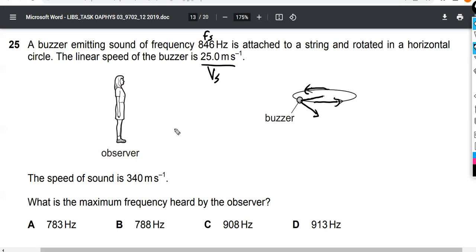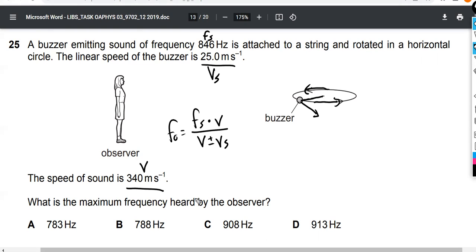V in the equation, observed frequency equals frequency of the source times V over V plus or minus, in general, the velocity of the source. This V is the velocity of the wave. So if it's a light wave that's undergoing the Doppler shift, then it's the speed of light. Here, because it's a sound wave, we use the speed of sound. So 340 meters per second is what we would just call V from this set of variables in this equation.